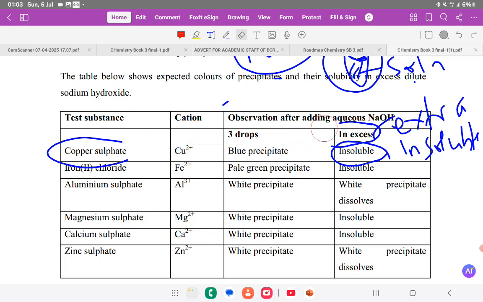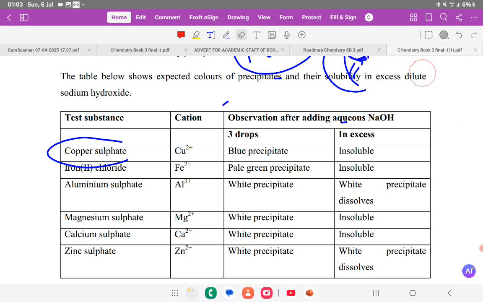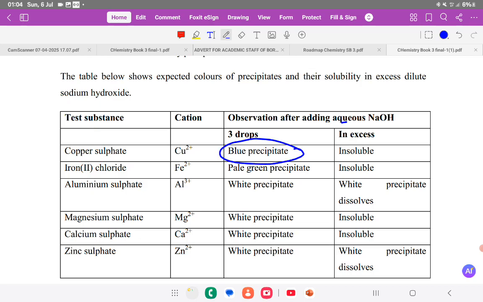All right. If, on the other hand, a blue precipitate is not seen, then that shows that the solution does not contain copper ions. So the presence of copper ions shall make the solution turn blue upon adding 3 drops of sodium hydroxide. And continuing to add more sodium hydroxide will not change anything. The blue precipitate will still remain there.